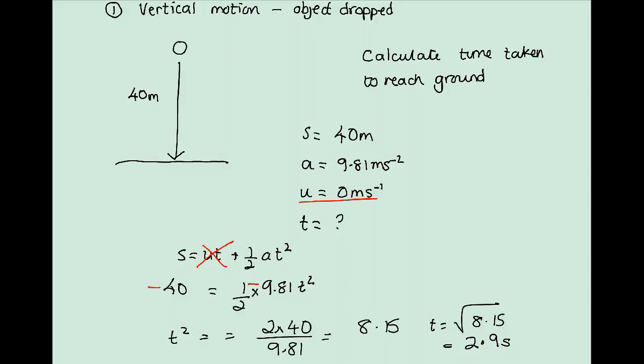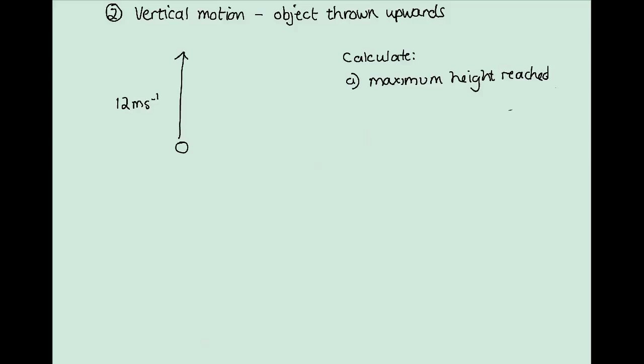Now let's look at an example where we do have some upwards motion. So let's think about what happens where we have an object thrown upwards. Let's say in this case that we're going to throw our object upwards at 12 meters per second. And we might be asked to calculate, for example, the maximum height this object reaches before it falls again. And we might be asked to calculate the time it takes to return to the ground. So we're going to try both of these.